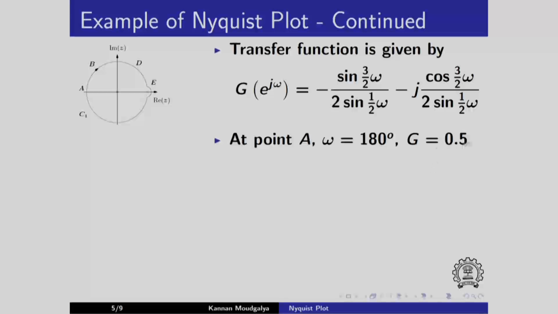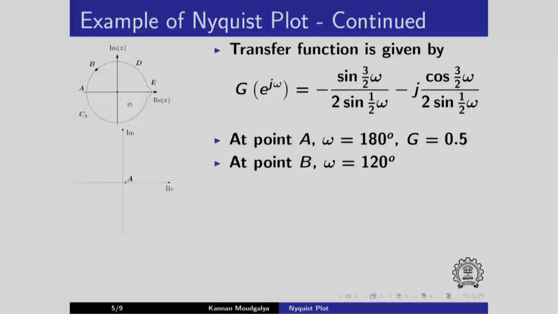So let us plot this point A on the next curve. So imaginary versus real, A corresponds to 0.5. That is, I evaluated this transfer function at A, plotted the imaginary versus real, and I got this point.